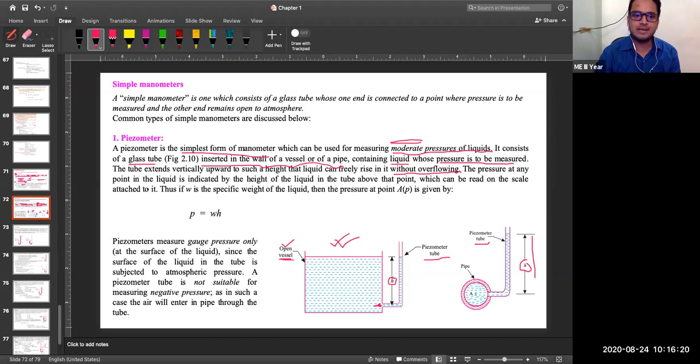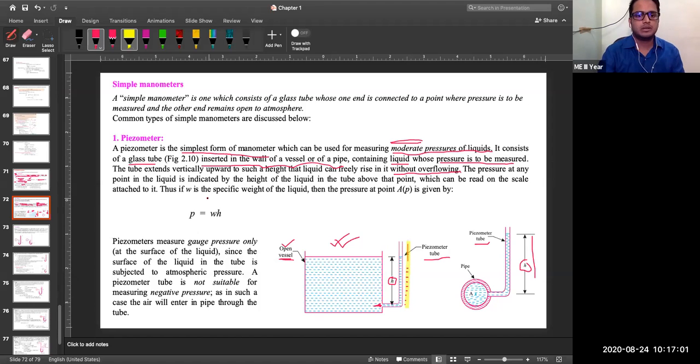Now, next line. The pressure at any point in the liquid is indicated by height of the liquid in the tube above that point, which can be read on a scale attached to it. Normally what happens, just beside this tube, there will be one scale. Suppose for the scale I am using some different color. One scale will be mounted over here on which readings are there. So you can easily measure what is the height h from this scale in centimeter or meter or mm.